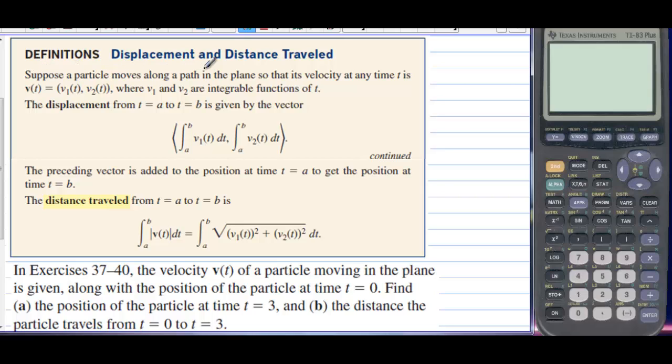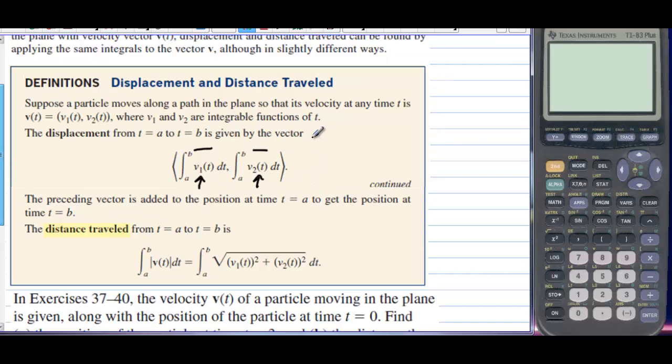Suppose a particle moves along a path in the plane so that its velocity at any time t is given by this velocity vector, where v1 and v2 are integrable functions of t. The displacement from a to b is given by these vectors. This is the displacement of the particle, so both of these are displacement. The preceding vector is added to the position at time t equals a to get the position at time t equals b.